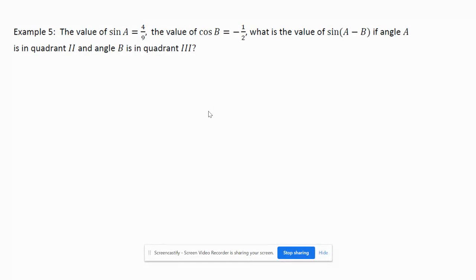Similar question, for example 5. Sine A is 4/9, cos B is negative 1/2. What's the value of sine A minus B if angle A is in quadrant 2 and angle B is in quadrant 3? So, first of all, let's go figure out what angle A is. Angle A is in quadrant 2. Now, what information do we have? Sine A is 4/9. This is y over r.